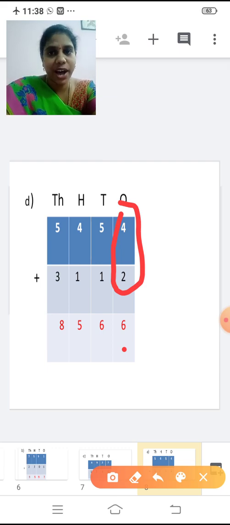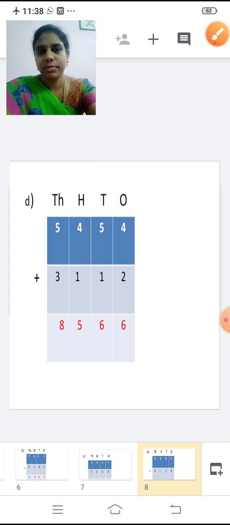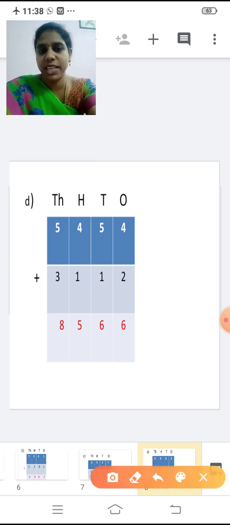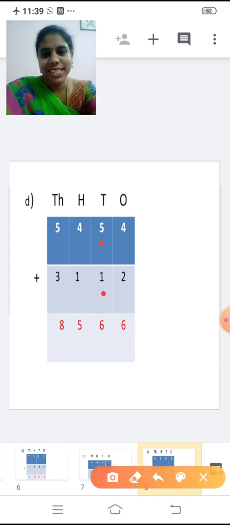Next we have to move on to the tens place, right? 5 plus 1. Add 5 and 1 and tell me the answer now. 5 in the mind, 1 in the finger. After 5, 6. So 5 plus 1 is 6. The answer is 6.